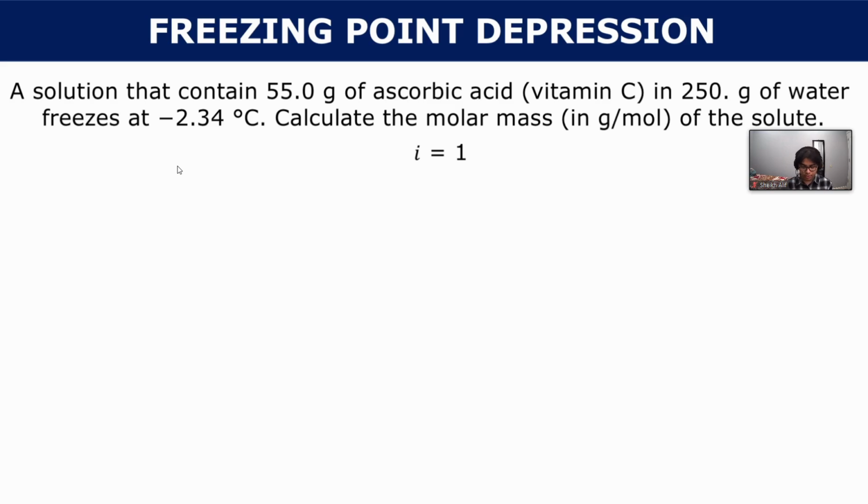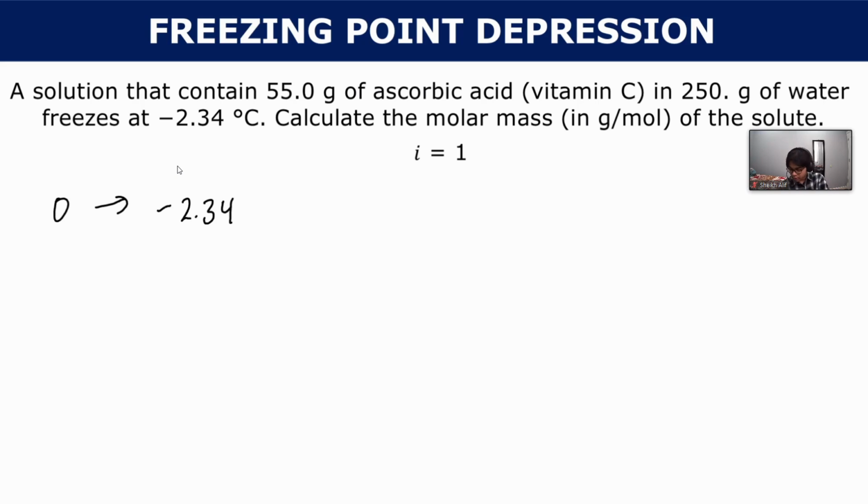Okay, so let's do a little practice. A solution that contains 55 grams of ascorbic acid, which is vitamin C, and 250 grams of water freezes at negative 2.34 degrees Celsius. Calculate the molar mass in grams per mole of the solute. Okay, so the problem tells us that when we add 55 grams of ascorbic acid, the freezing point of water goes from 0 degrees Celsius to negative 2.34 degrees Celsius.